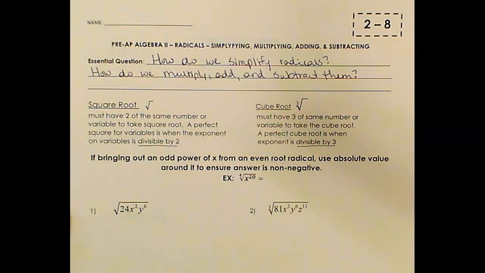So let's practice. It says, if bringing out an odd power of x from an even root radical, then you have to use absolute value around it to ensure it is non-negative. That's something that we mentioned and just kind of threw into our notes in the last set of notes, but it is something worth exploring again.